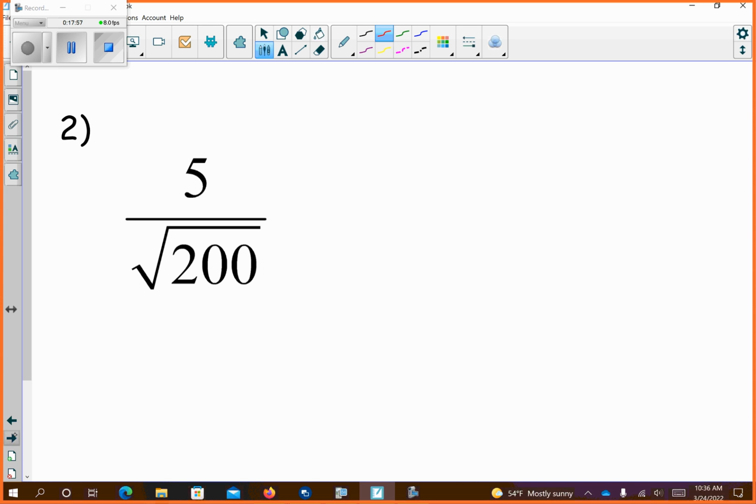I gotta make root 200 a perfect square. Hang on, let me list the perfect squares that we should know how to get to.